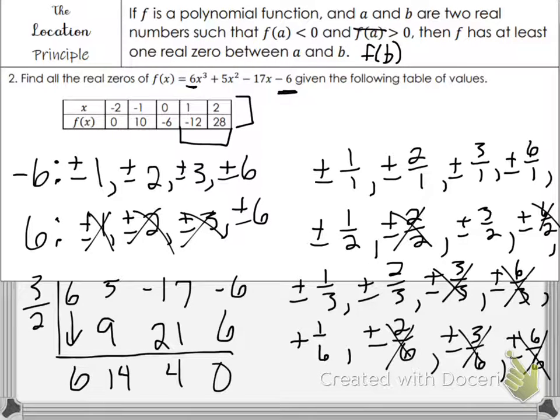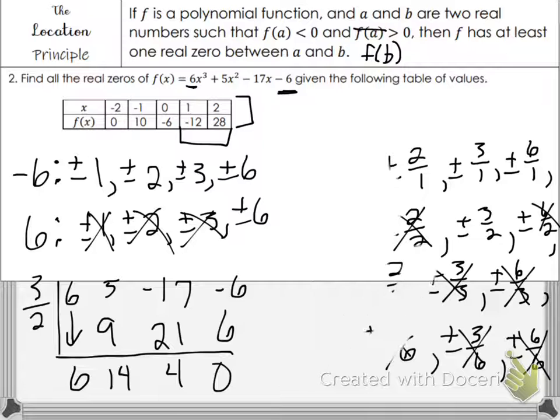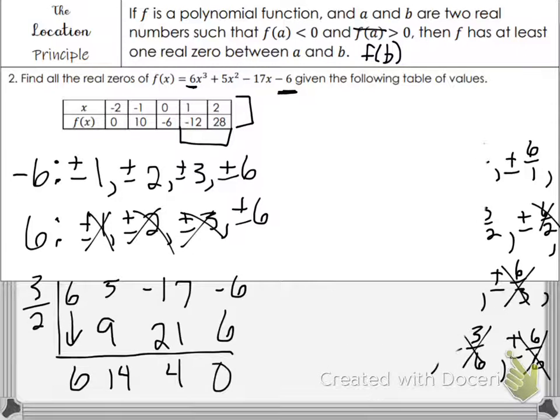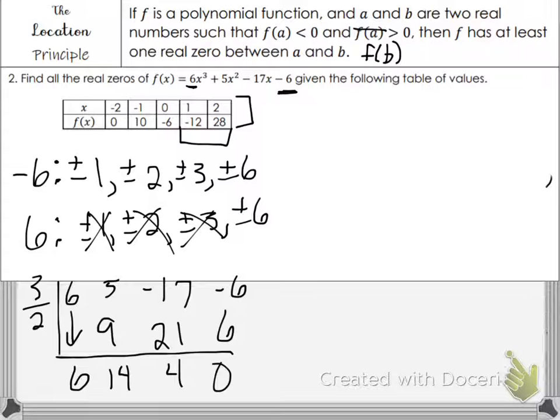But it wants me to find all the real zeros, not just one of them, right? So hopefully I don't have to do the rational root theorem again. Let's see if we do or not. I'm going to erase my rational roots over here. How would I write 3 over 2 as a factor? I'm talking about like in parentheses with an x. Would it be x plus 3 over 2 or x minus? X minus.